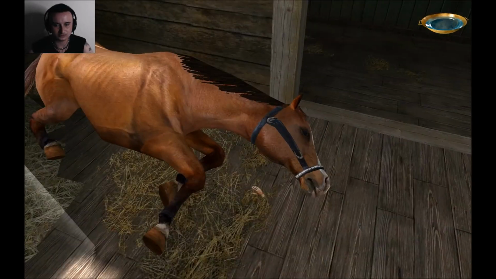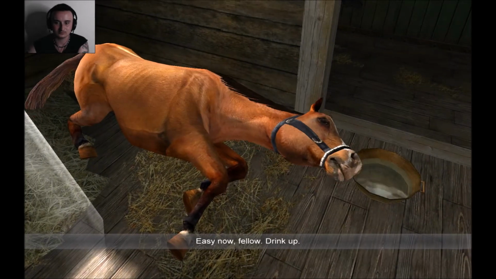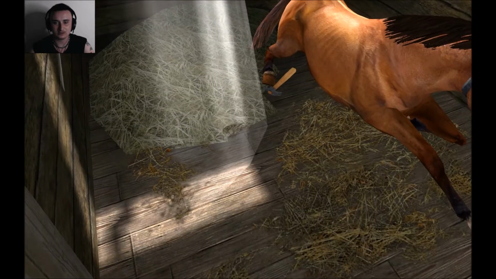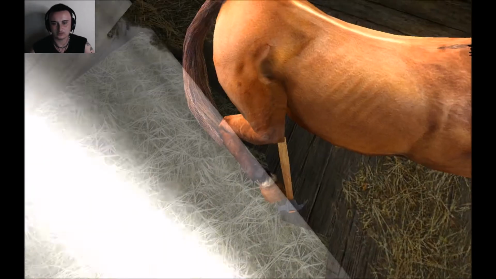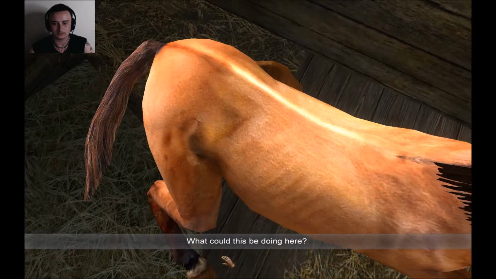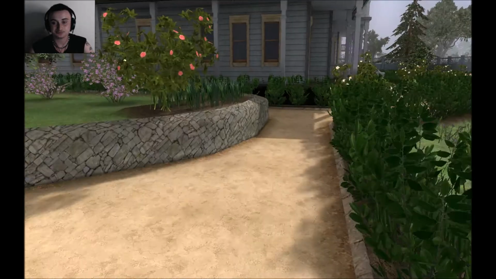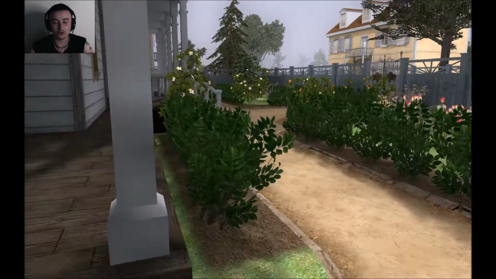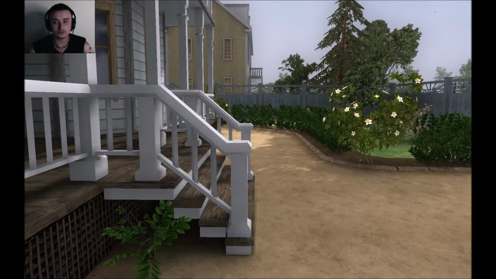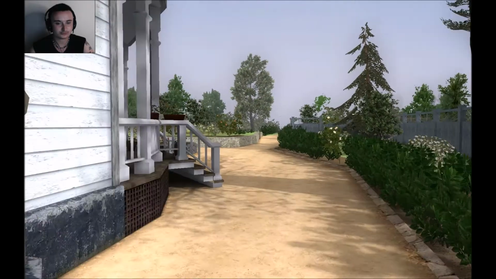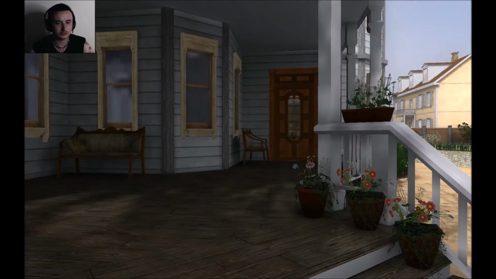Here you go. Easy now, fellow. Drink up. And there's a hammer here. What could this be doing here? Well, it's a tool, and it's in the tool shed, so it's pretty appropriate. But, got the hammer, the horse has water, so now we can continue our investigation. Up and around the corner. Here we go.